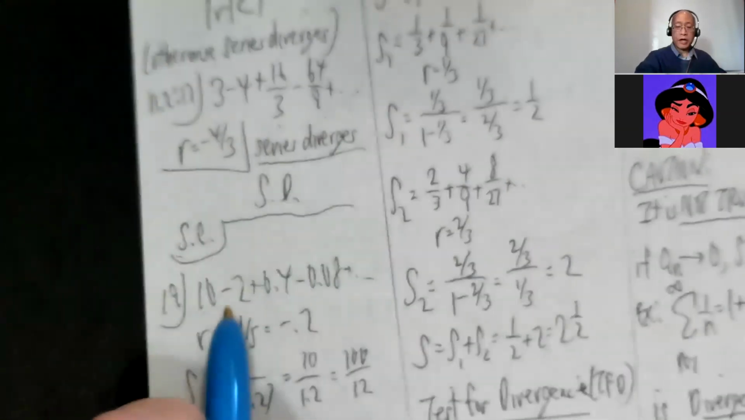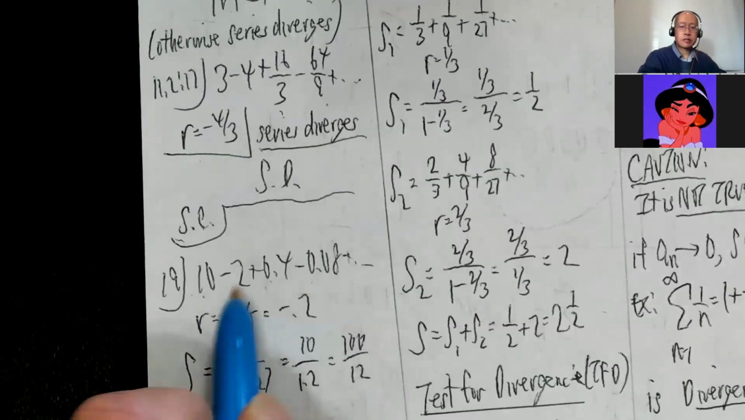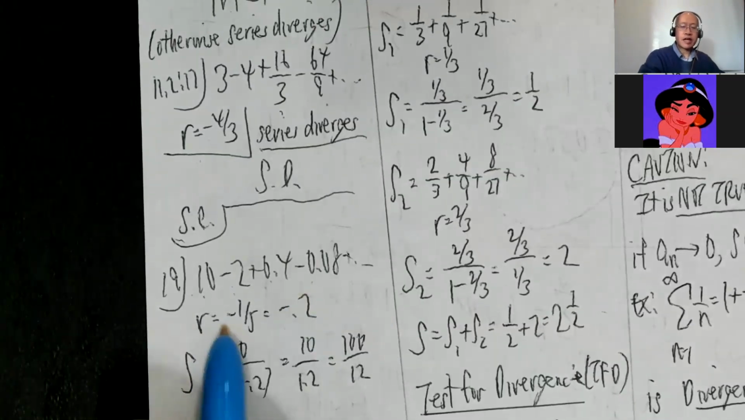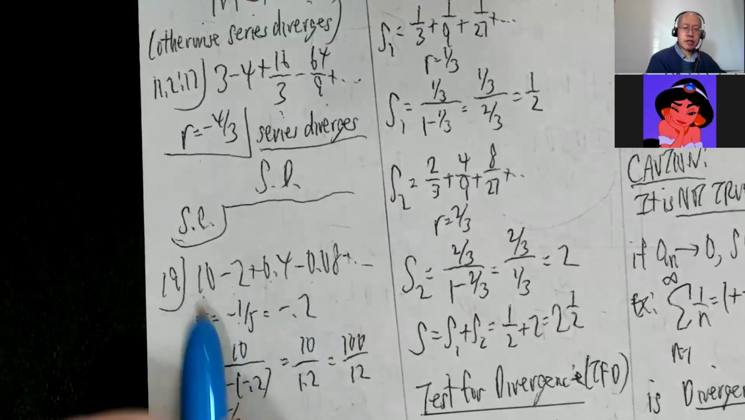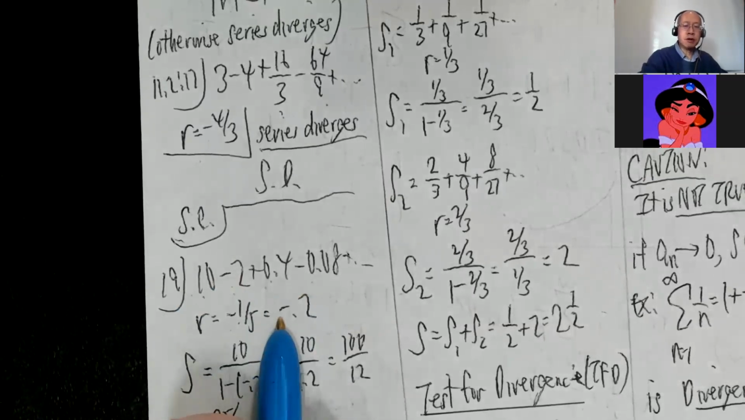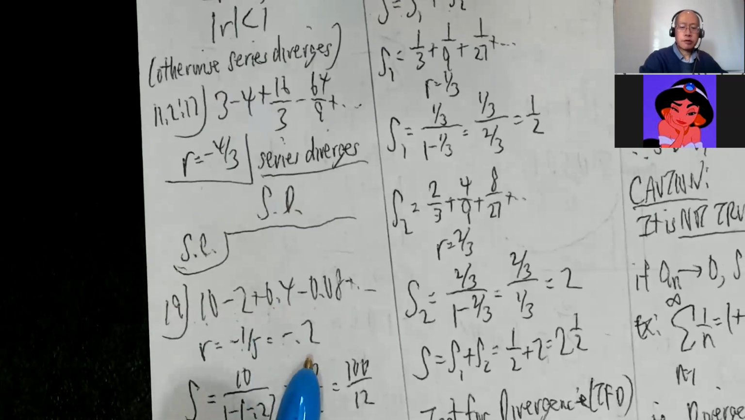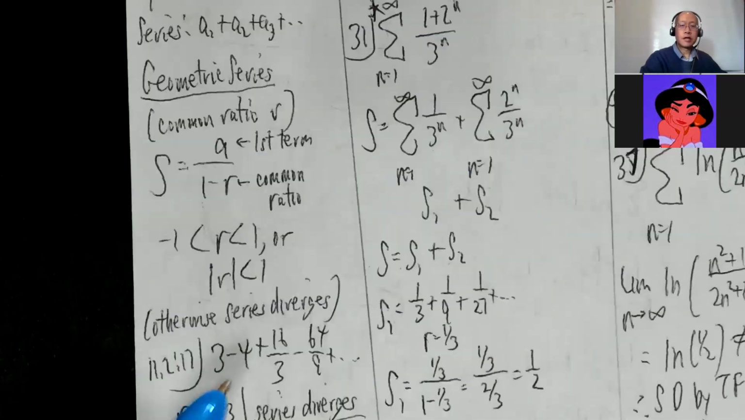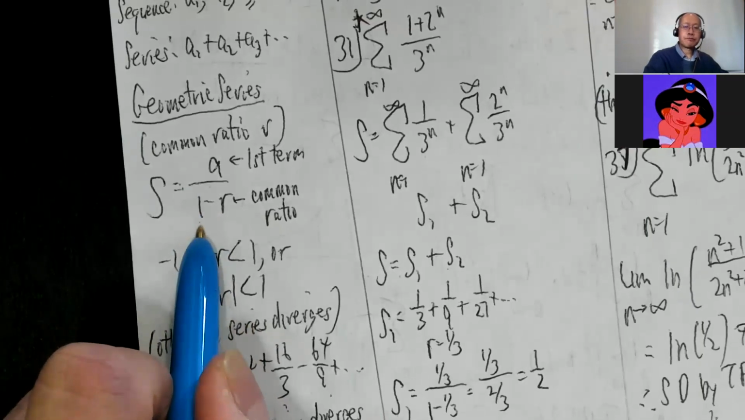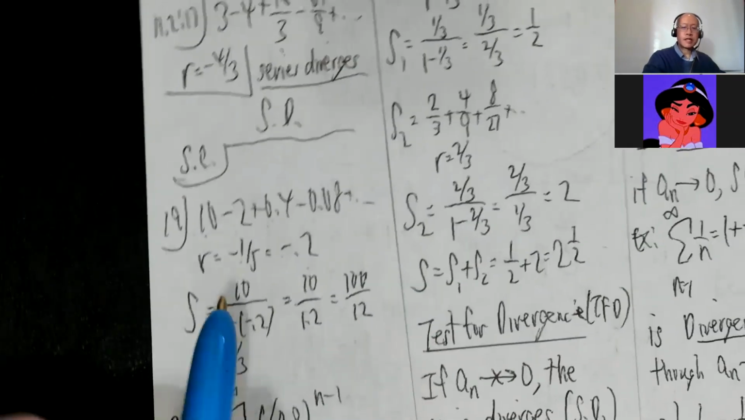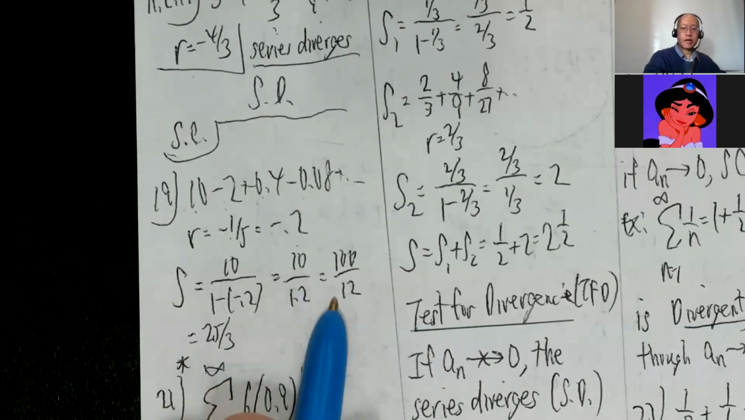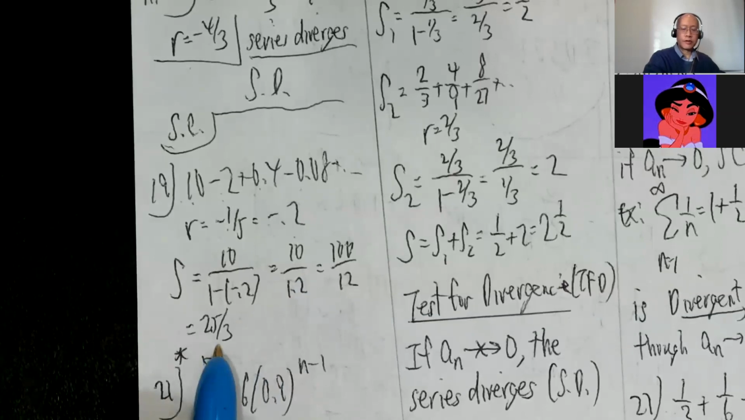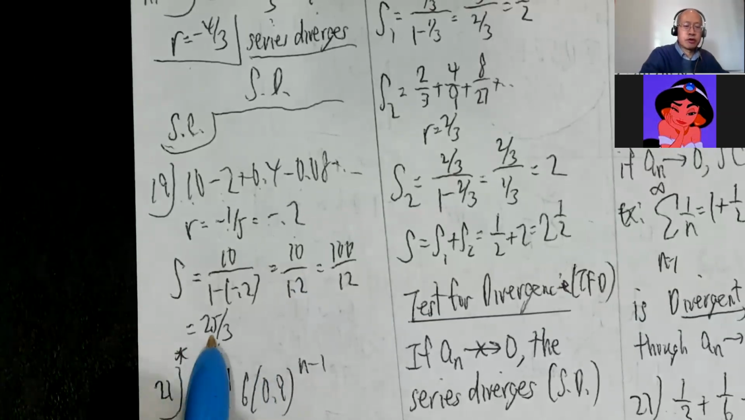Here's 19. 10 minus 2 plus 0.4 minus 0.08, and so on. The common ratio is -1/5. Again, if you don't recognize it right away, just take the second term and divide it by the first. -2 divided by 10 is -1/5. That's -0.2. That is between -1 and 1. So the series converges. I use the formula A over 1 minus R, first term divided by 1 minus the common ratio. So 10 over 1 minus -0.2. That's 10 divided by 1.2, or 100 divided by 12, which reduces to 25 over 3. So this series converges to 25 over 3.